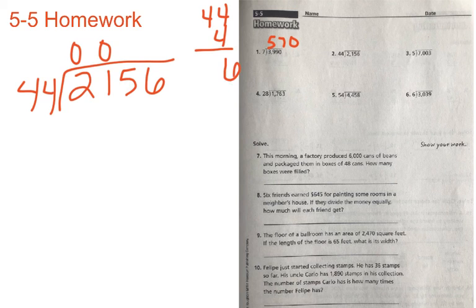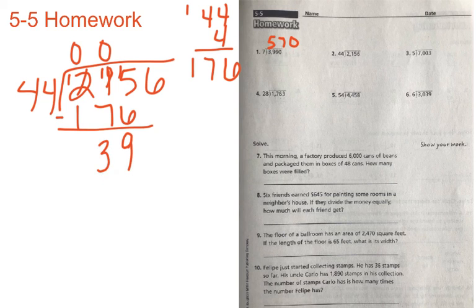4 times 4 is equal to 16. Okay, put down your 6, carry your 1. 4 times 4 is equal to 16, plus 1 is equal to 17. So we have 176. Ooh, let's subtract and see. We might be able to get one more. Okay, your 5 is going to become a 15, your 1 is going to become a 10, and your 2 is going to become a 1. 15 minus 6 is equal to 9, and 10 minus 7 is equal to 3. And we are correct. This is where we are, so it's going to be 4. 39 is less than 44, so we know that it's correct. We can now bring down our 6.